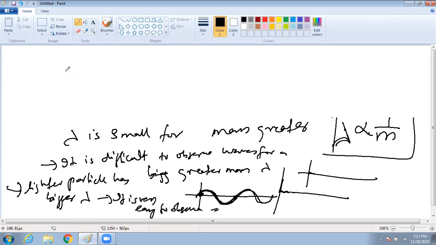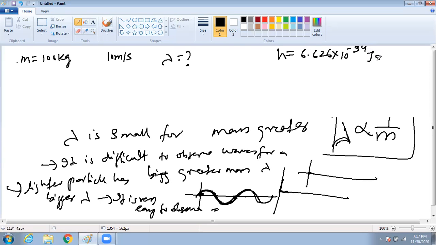So let's do a problem. There is an object of mass 100 kg, moving at a speed of 10 meter per second. Find out the lambda. h is equal to 6.626 into 10 to the power minus 34 joule second. Find out what is the lambda.